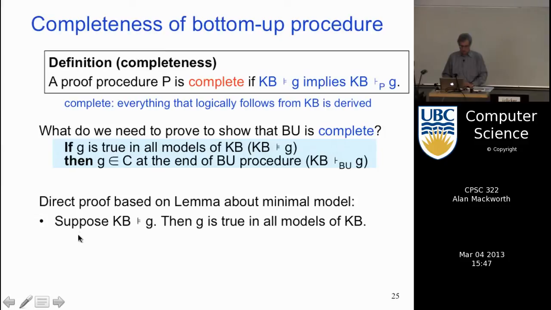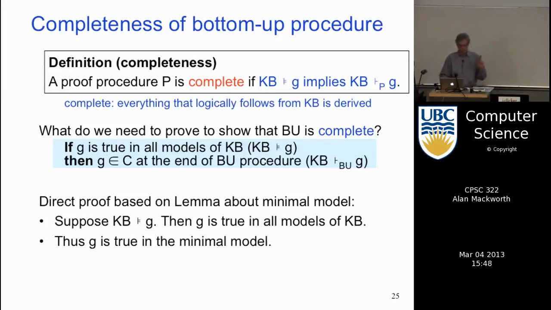So suppose this is the case, right? We've got a theorem. G is true in all models of the knowledge base. Okay, let's suppose that's the case. Since G is true in all models of the knowledge base, it must be true in the minimal model. That's what we need the minimal model for. And we know it's a model. So G is true in all models, therefore it must be true in the minimal model. Okay?